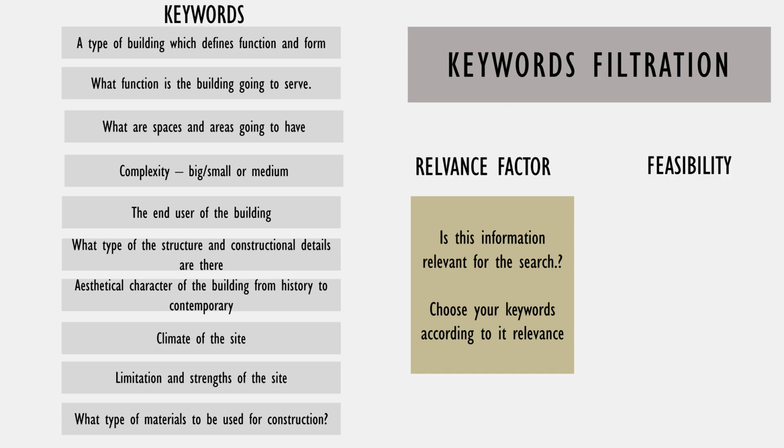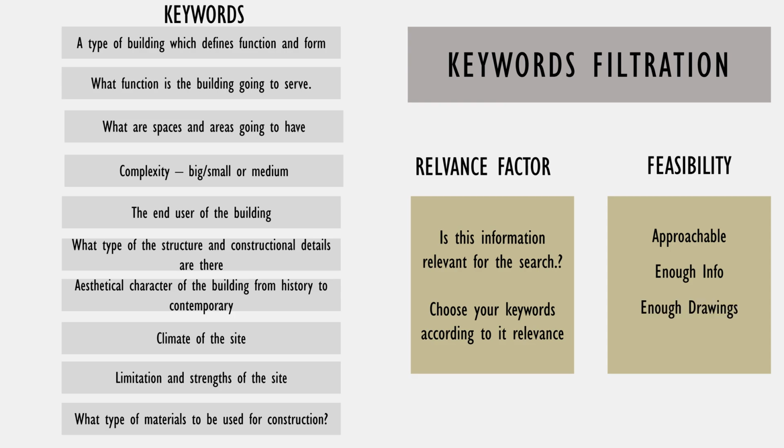Second is feasibility. We need to consider how feasible our study is going to be. One, it has to be approachable. Like it cannot be at a place where it is not easily accessible or approachable. There has to be enough information. There has to be enough drawings. And there have to be enough multiple sources to verify that information.